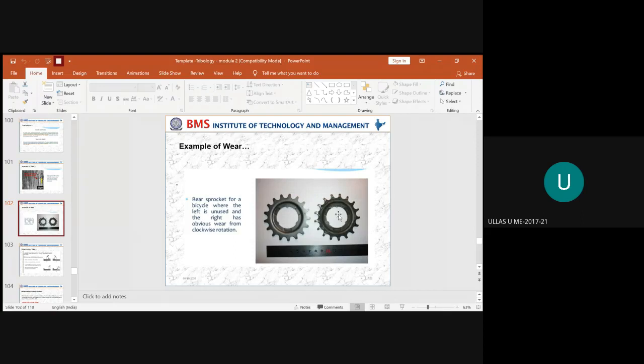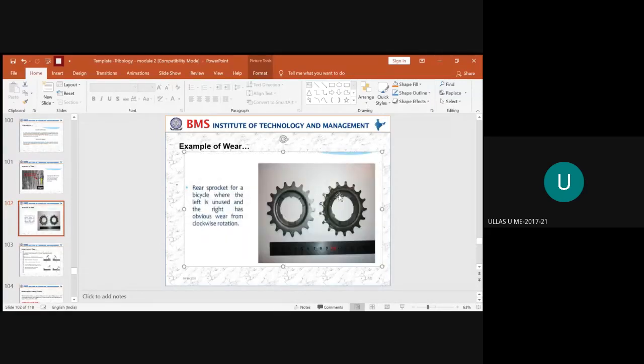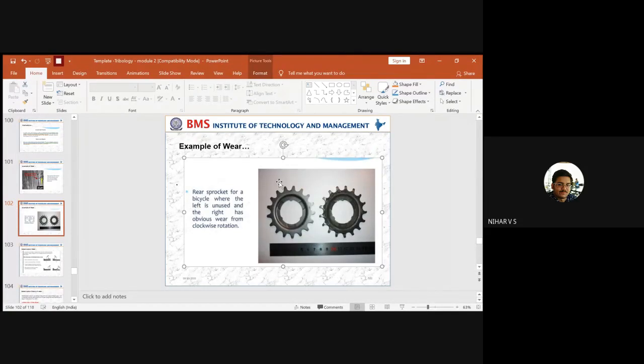Okay, so here you can see you have the ruptures, you have some abnormalities, asperities across the surface, which has been damaged even inside and at the outer edges. But the fresh rear sprocket will be free from wear and it has a smooth finish over here. So these are just the examples. Later we will come to debris analysis.